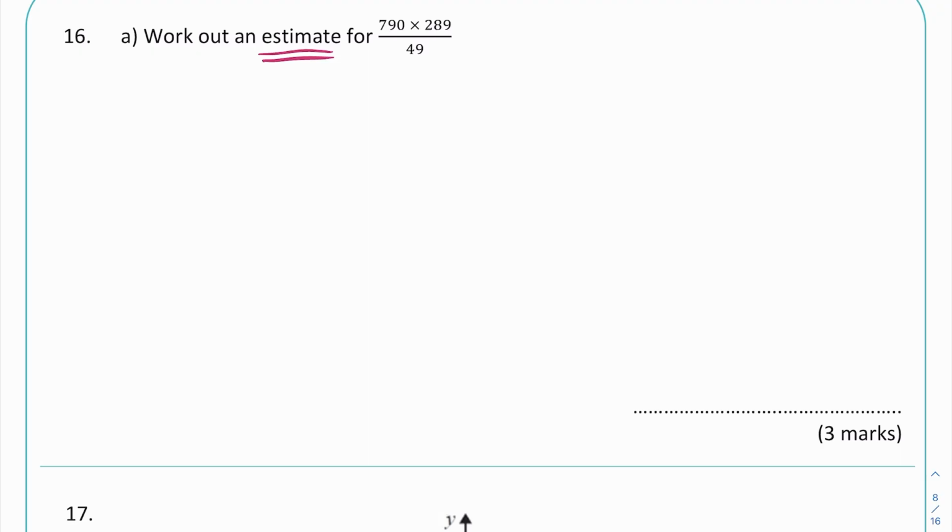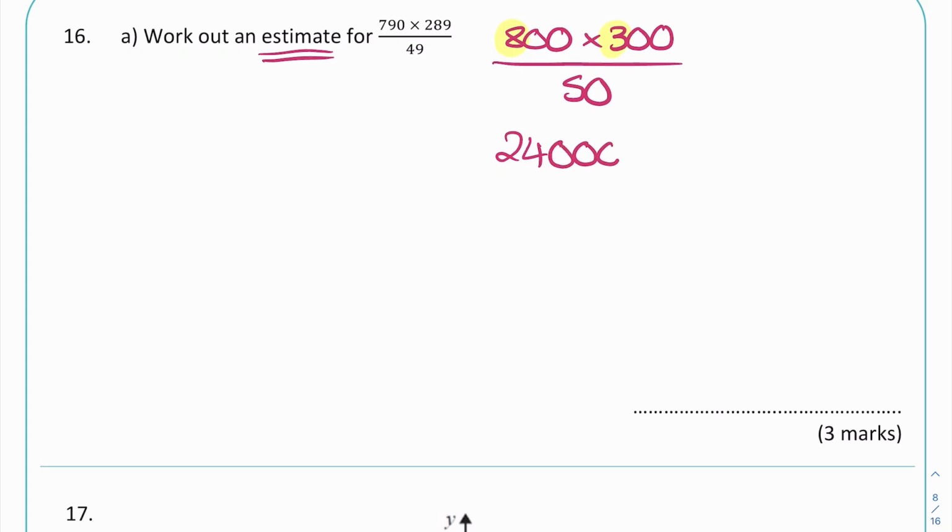So here 790 to one significant figure is 800. 289 to one significant figure would be 300, and we're going to divide that by 50. Now of course you could do 790 multiplied by, and to two significant figures, 289 would be 290, but then why bother? Because this is a lot easier and you're going to get full marks for doing one significant figure anyway. So to work this out, really nice and easy to do, you just do 8 times 3, which is 24, add on all those zeros, so 4 zeros, and we're going to divide by 50.